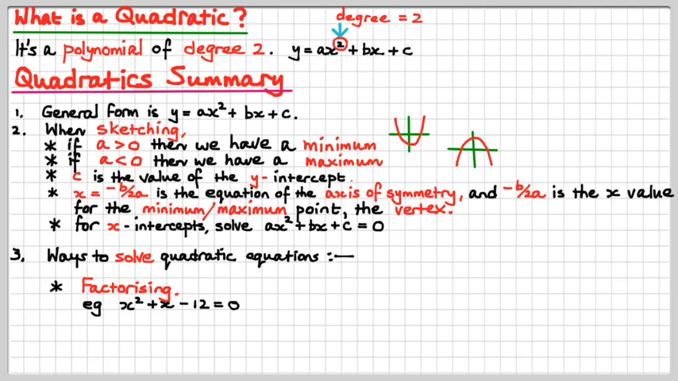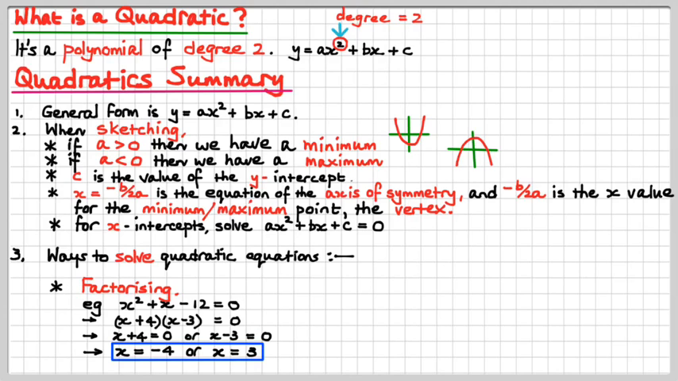So you can factorize if you think you've got whole number factors, which in this case you do. That's an easy one to do, and therefore using the null factor law, you can say that x plus 4 equals 0 or x minus 3 equals 0. Therefore, x equals minus 4 or x equals plus 3.